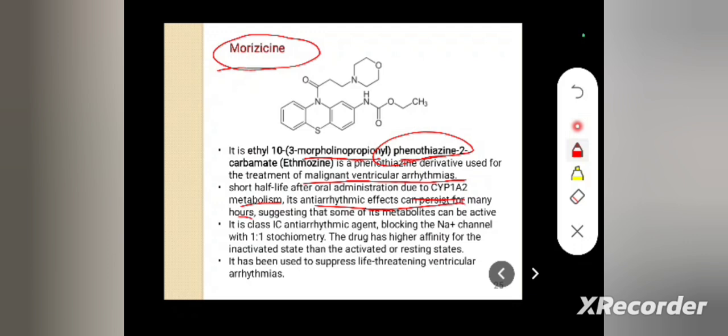This class 1C antiarrhythmic agent blocks the sodium channels with 1:1 stoichiometry. The drug has a higher affinity for the inactive state than the active or resting state of the sodium channels. It has been used to suppress life-threatening ventricular arrhythmia. So these are some properties of moricizine, and it is orally active because of its metabolites.